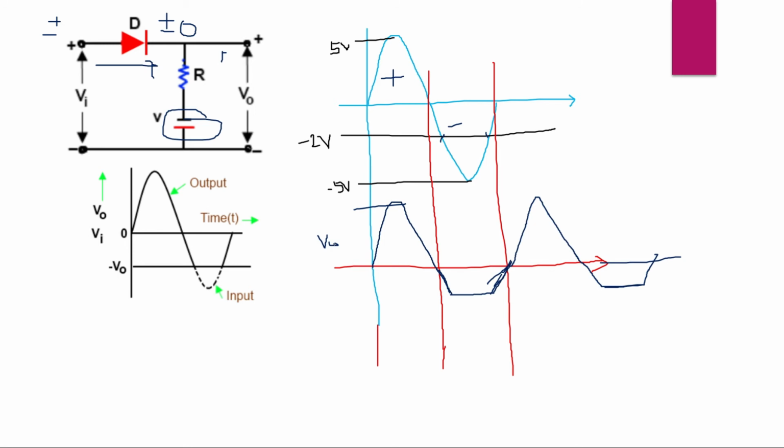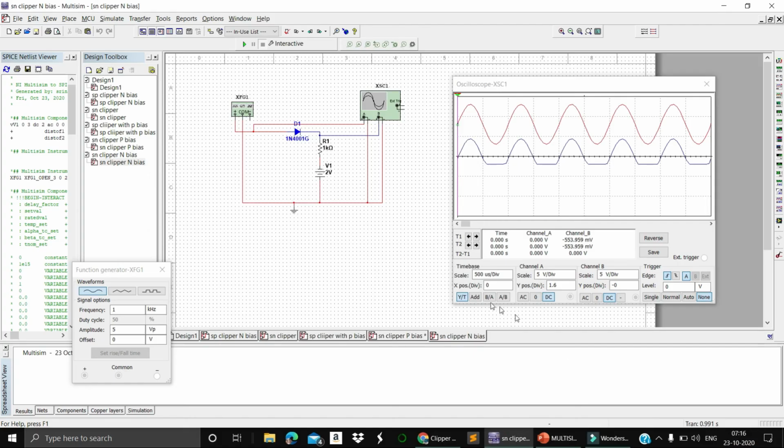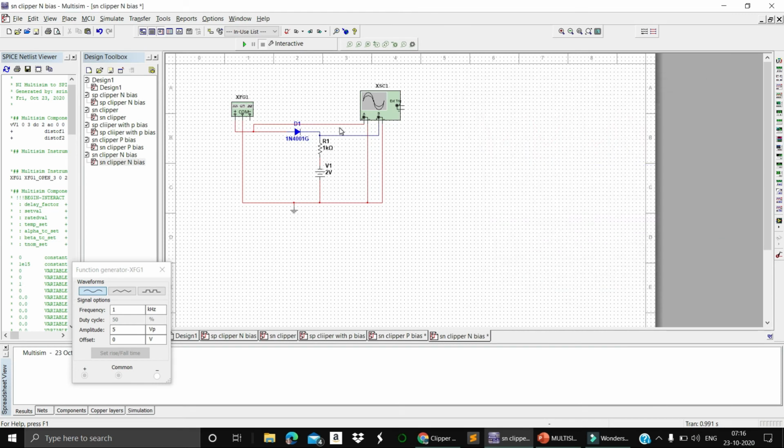Let's understand these things clearly in the Multisim software. Let's go to Multisim and you can better understand the operation of this circuit. Here, I have already designed a diode with a resistor and a negative bias. The output is taken from the resistor, with a resistor and capacitor in between. Positive is connected across the resistor, negative is connected to ground, and the input and output are connected in the same way.